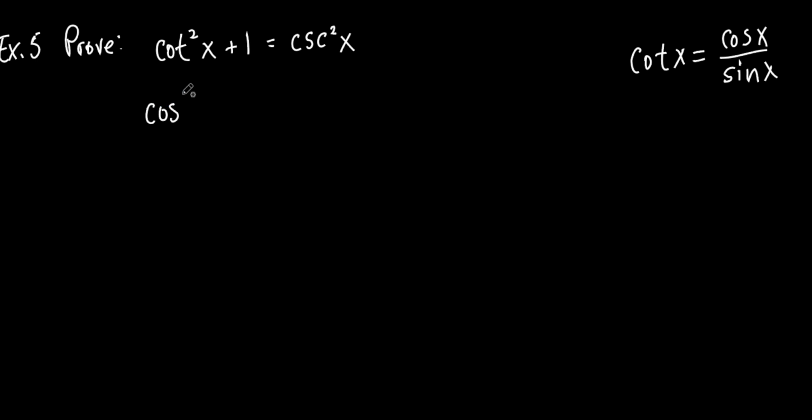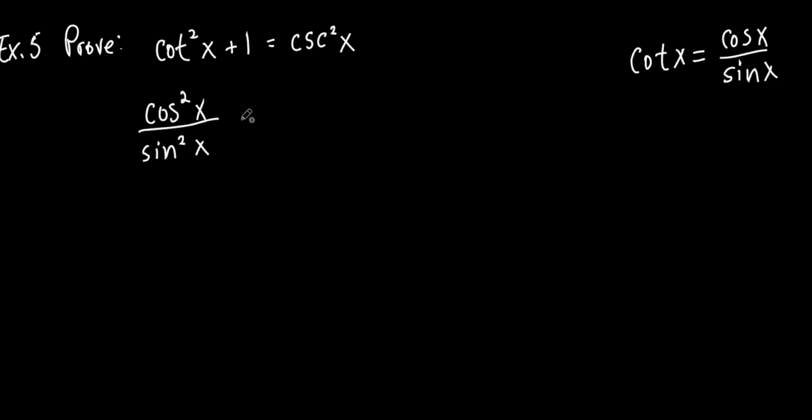Cotangent squared is cosine squared over the sine squared of x. That's how you say it. Cosine squared of x. Sometimes I'll shorten it. Instead of saying of x, I'll just say cosine squared over the sine squared. But technically, yes, it is cosine squared of x, because that's how we say it.